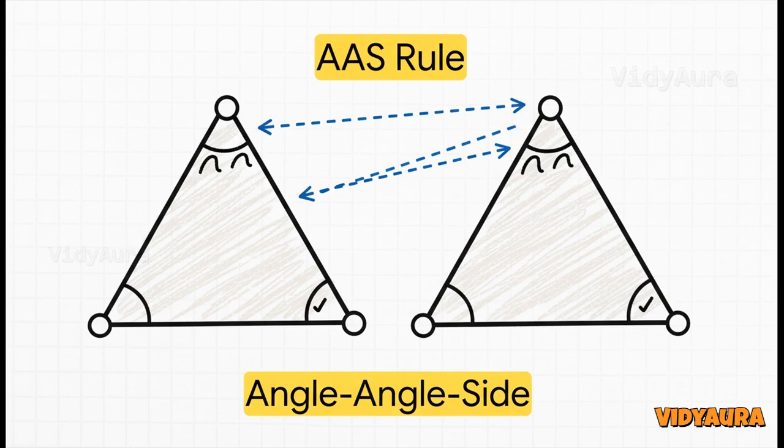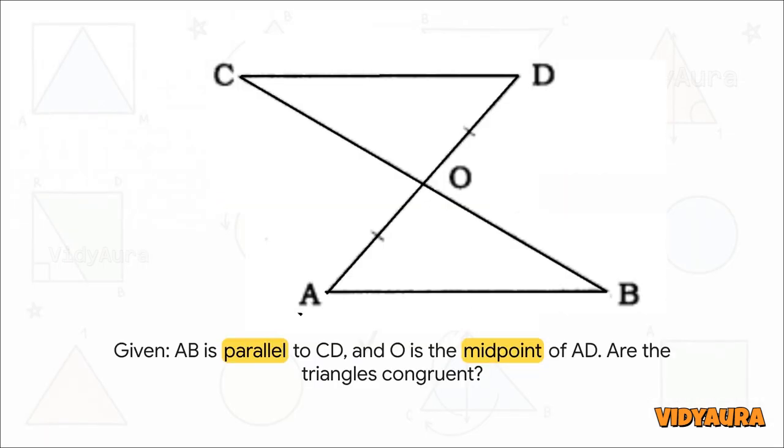We don't actually need the side to be stuck between the angles anymore. As long as you have any two pairs of equal angles and one corresponding pair of equal sides anywhere in the triangle, that's enough. And this gives us the super flexible angle side or AAS rule. So let's put this new, flexible tool to the test.